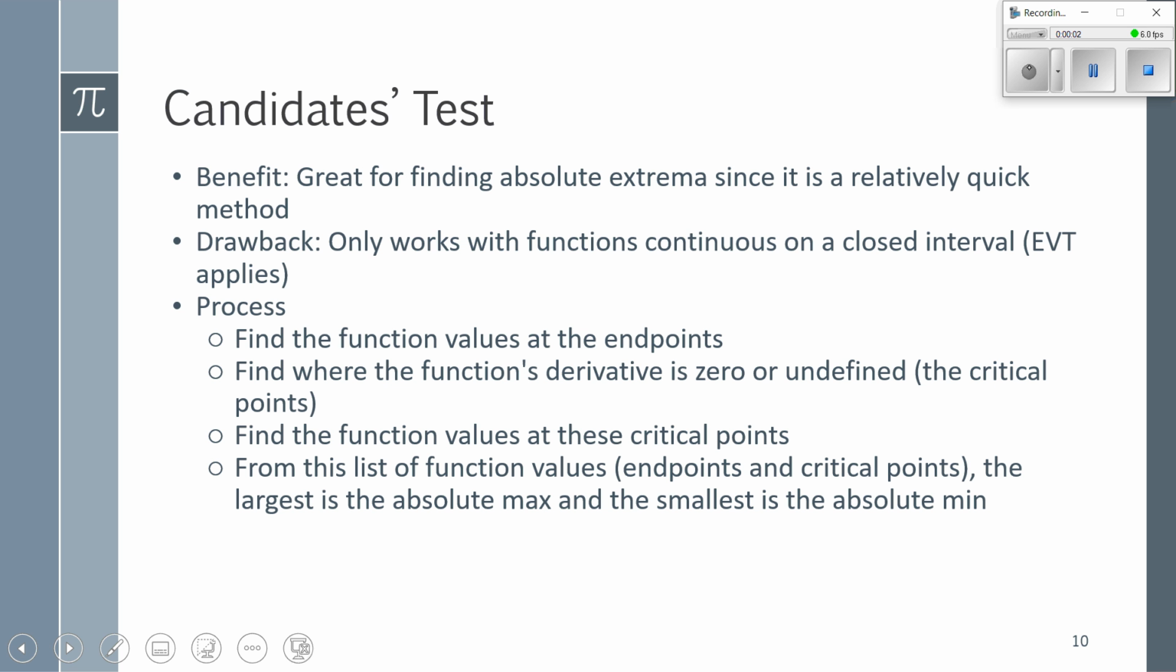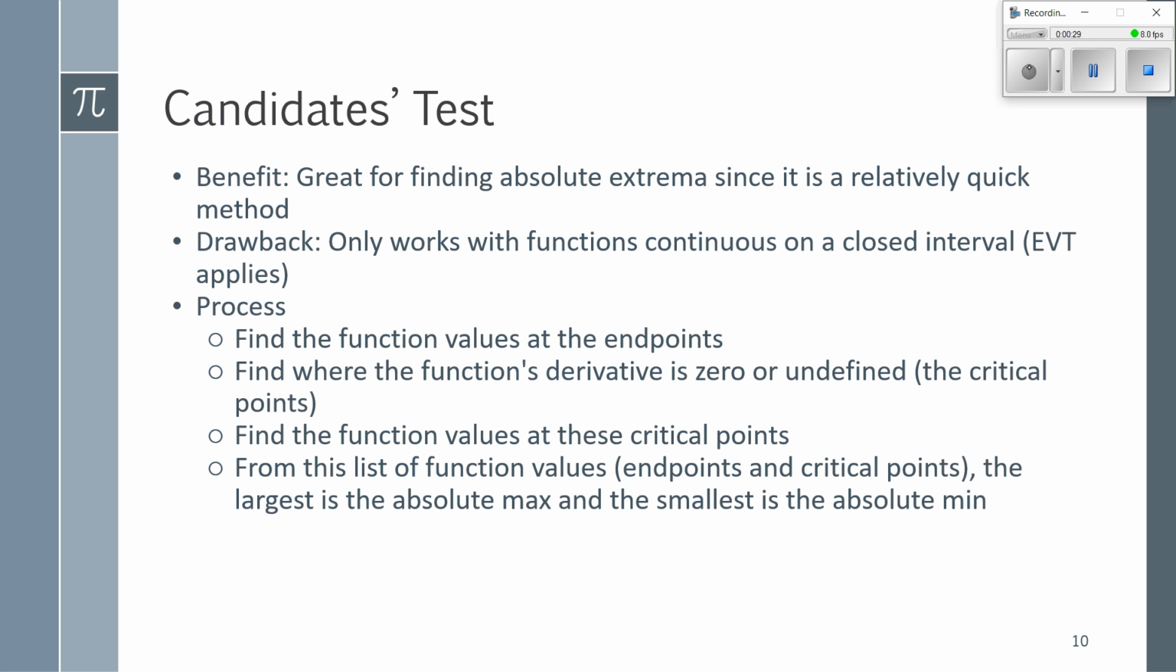So one of our methods for finding extreme values is called the candidates test. This is a great test for finding absolute extrema since it is a relatively quick method. Drawback: this only works for absolute extrema on a continuous function on a closed interval. In other words, this is specifically working with the EVT, the extreme value theorem.